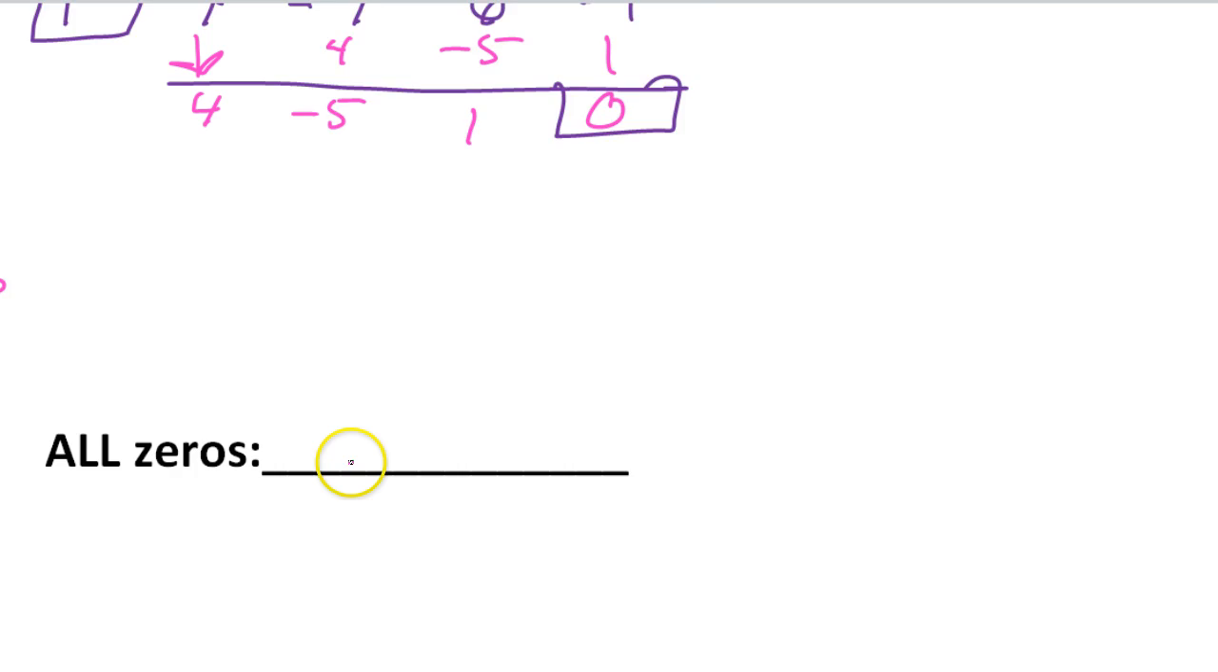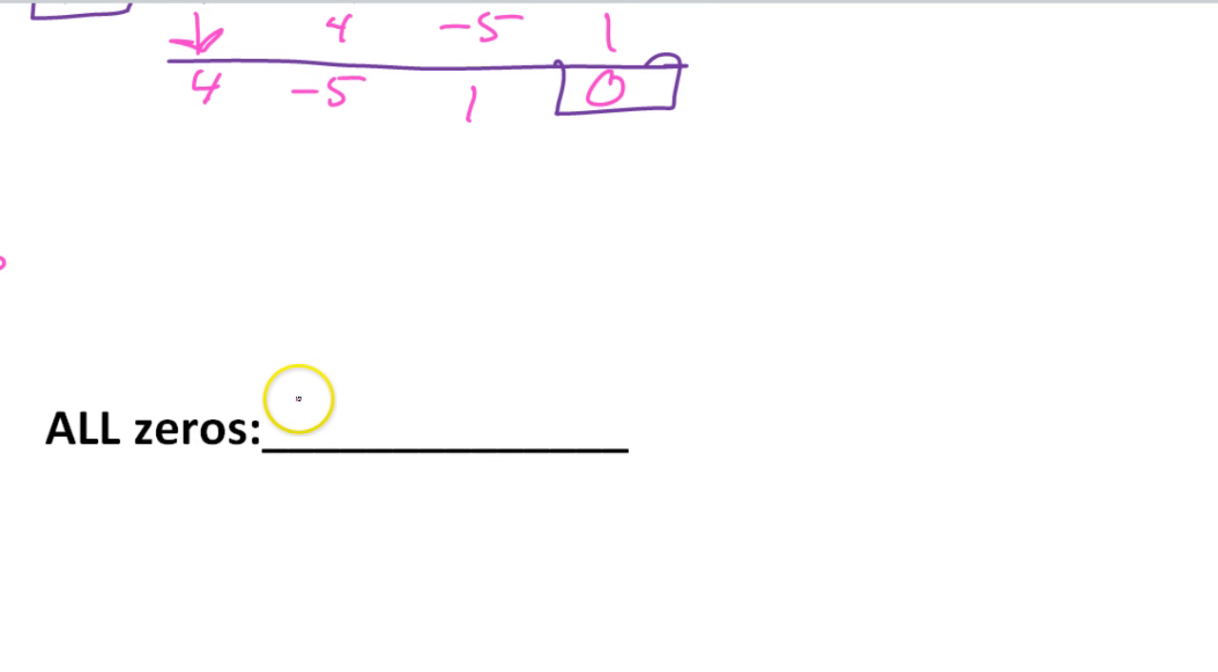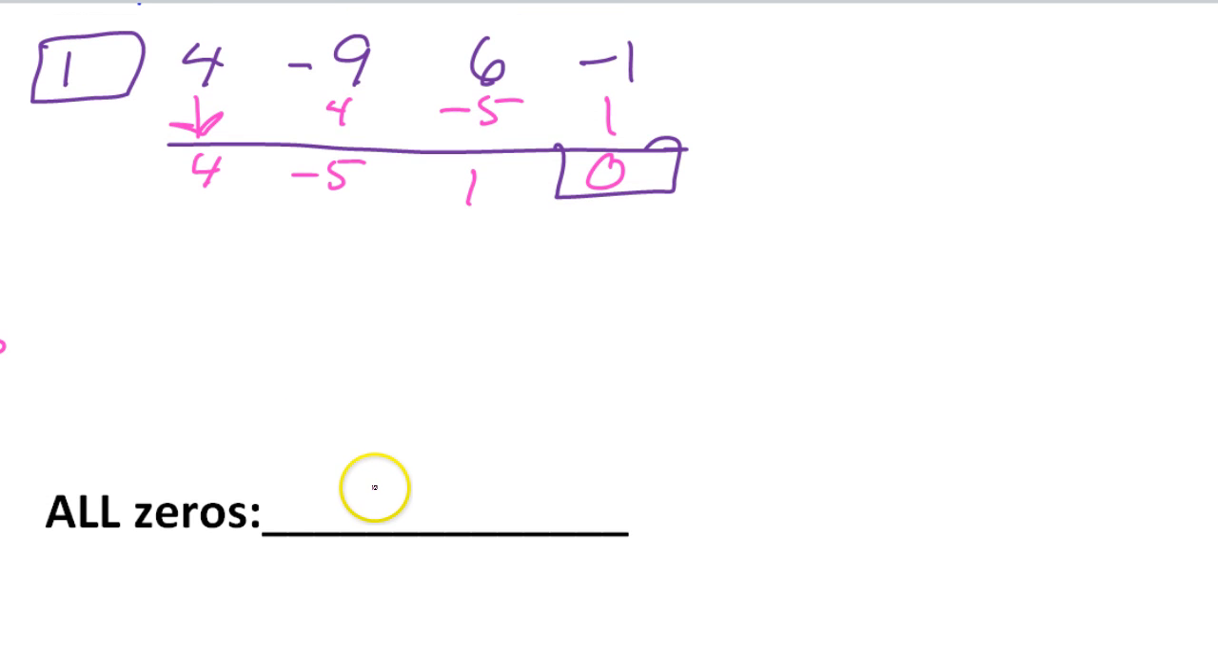So there's a little line for us to write down all zeros. Now, these aren't possible zeros. These are the actual zeros of the function. Okay? So far, we found one of them. All right? The 0 is 1. Okay?